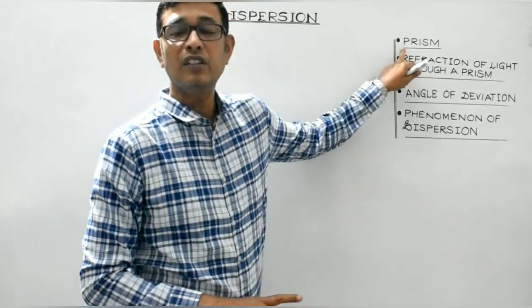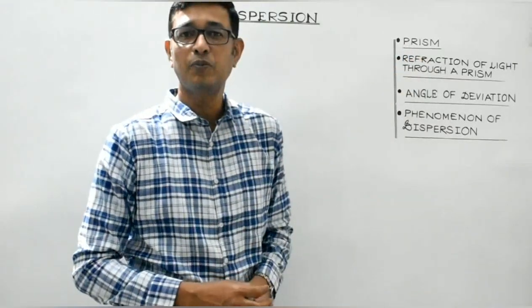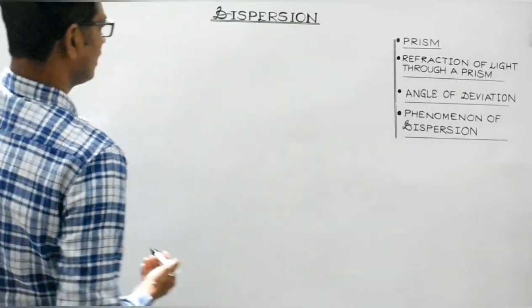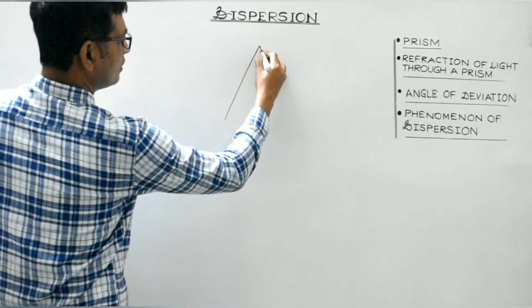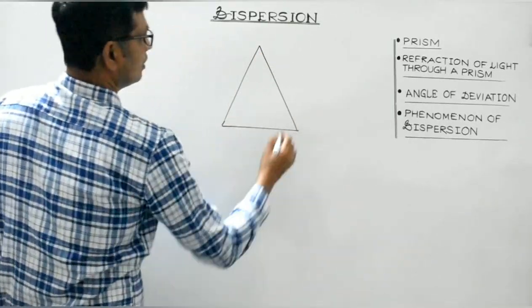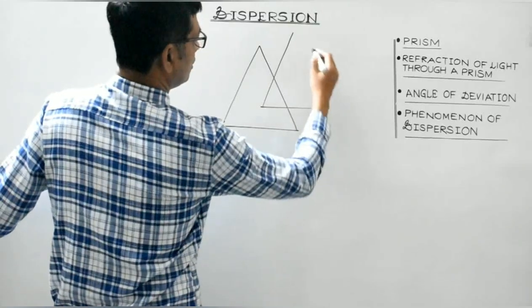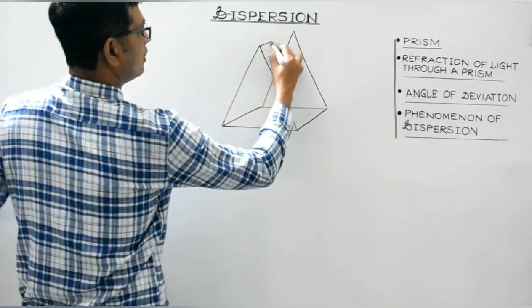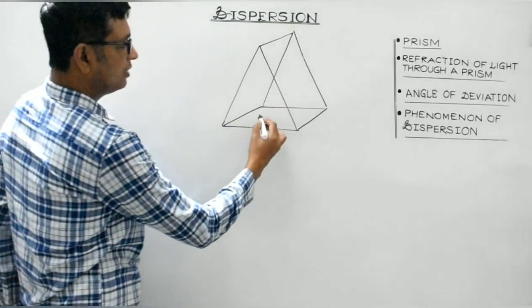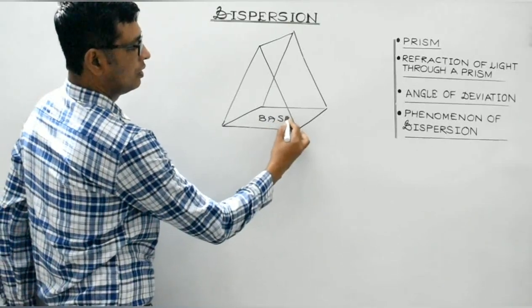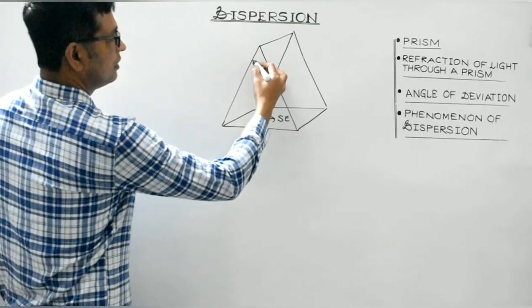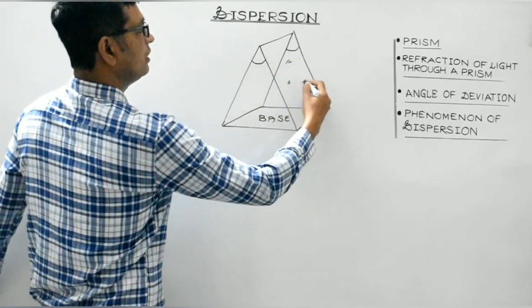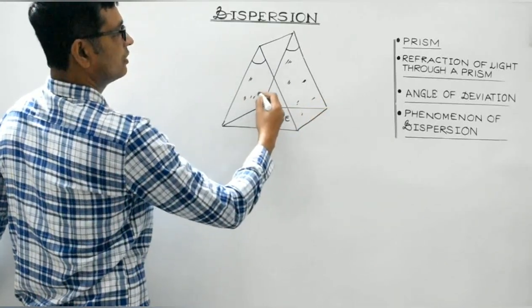So we'll first start with prism. There are various types of prisms. A prism can have a square base, it can have a triangular base. So let us consider this particular prism. Suppose this is a prism having a square base, maybe like this. Basically this is the base of the prism and this is the angle of the prism, right? And these are the two refracting faces.